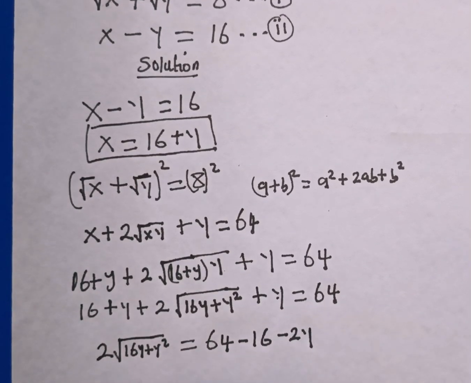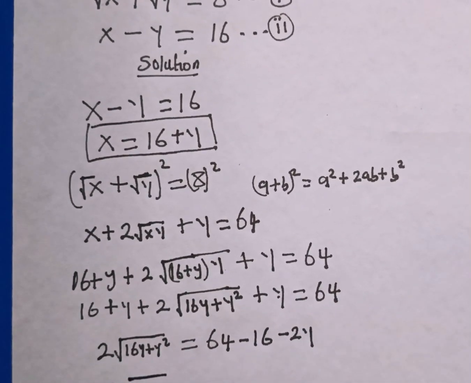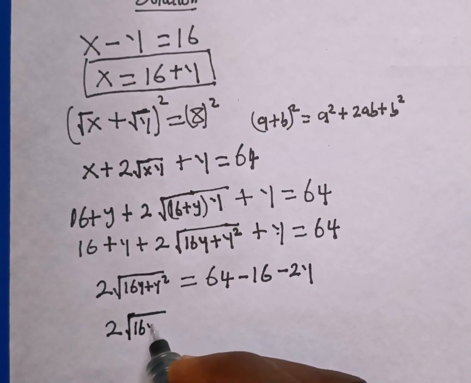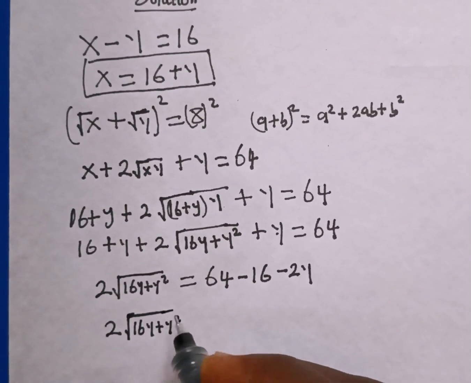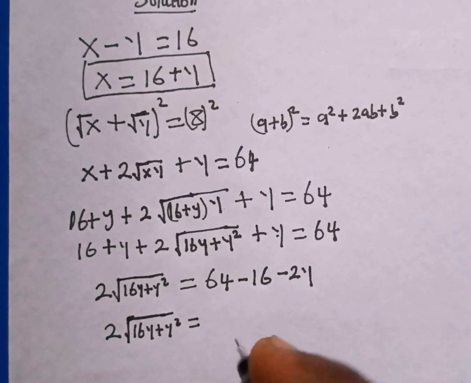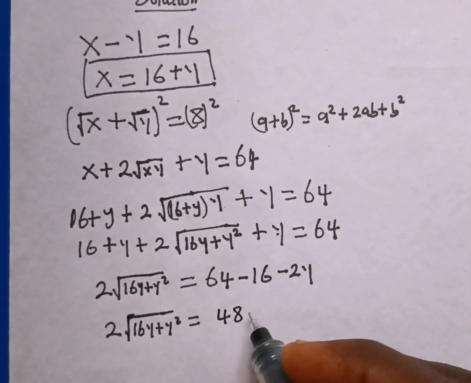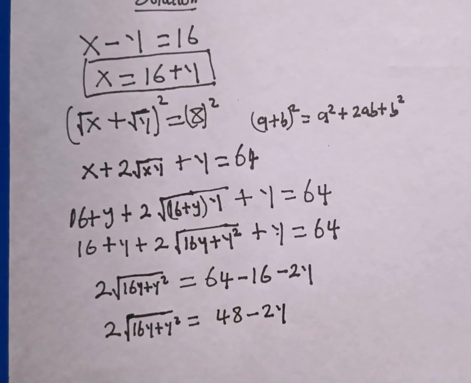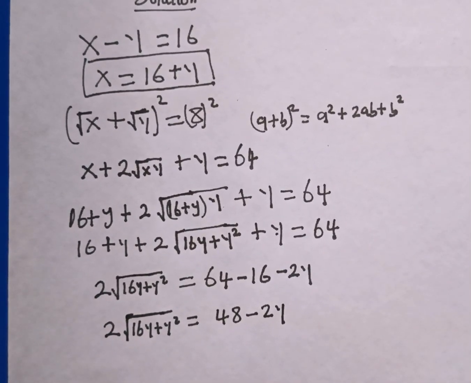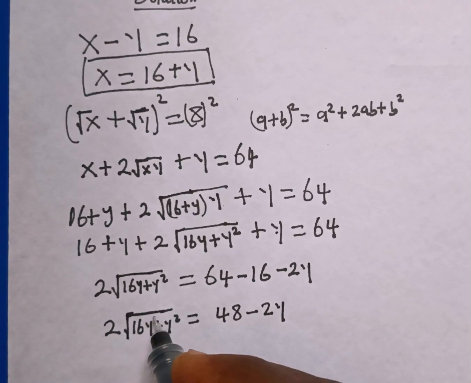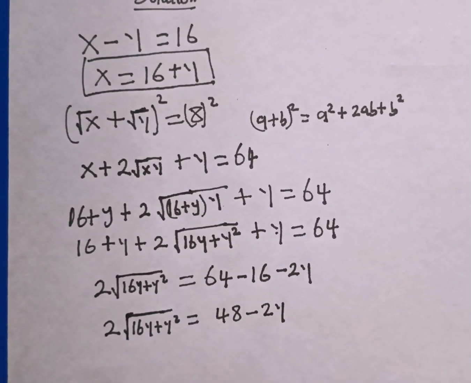So now we are going to have 2 square root of 16y plus y squared, which is going to be equal to 64 minus 16, which gives us 48, then minus 2y. So the next thing, we're going to divide each term by this 2, because our aim is to eliminate this square root, so we need to do away with this 2 first.